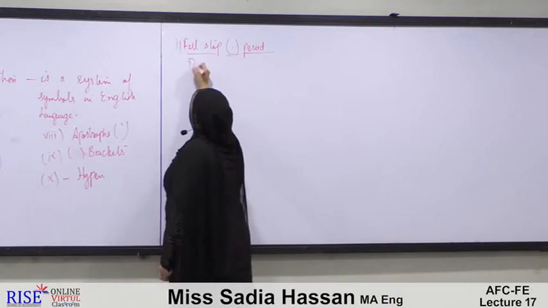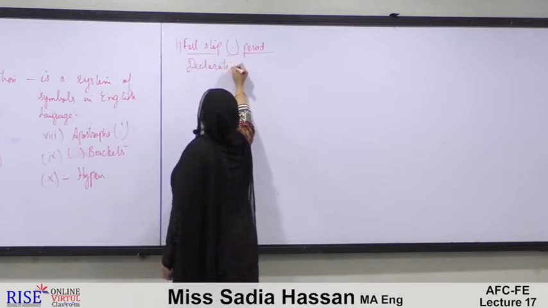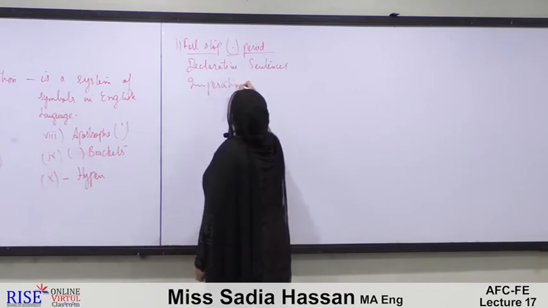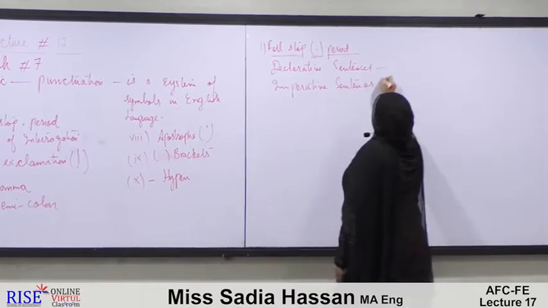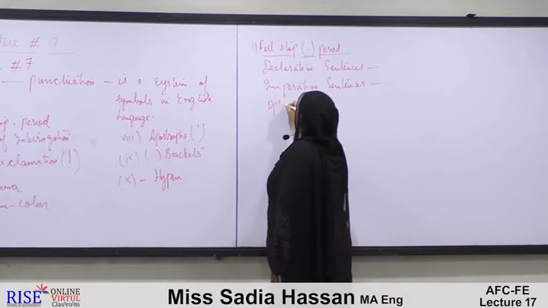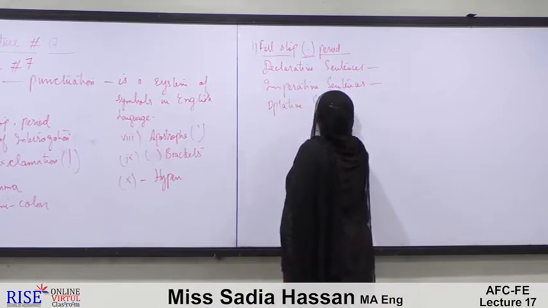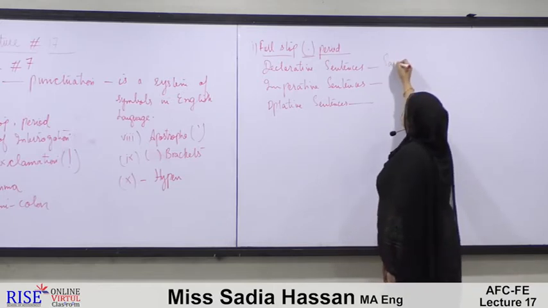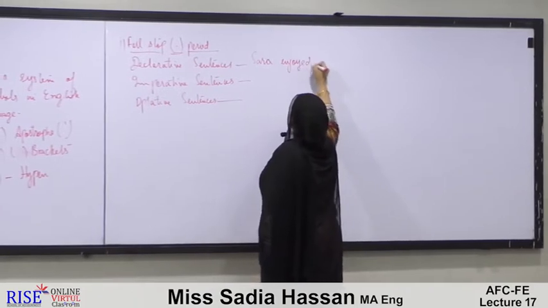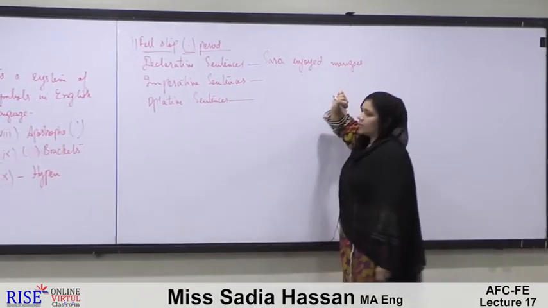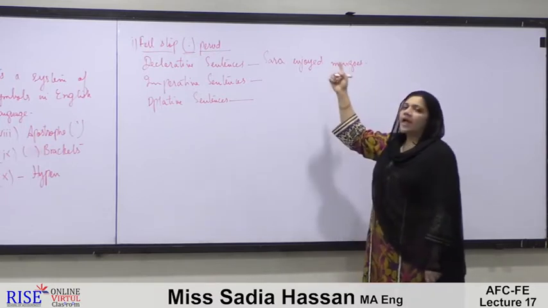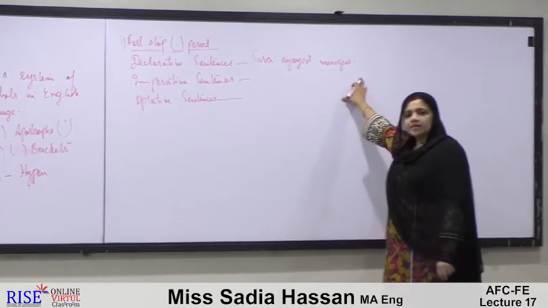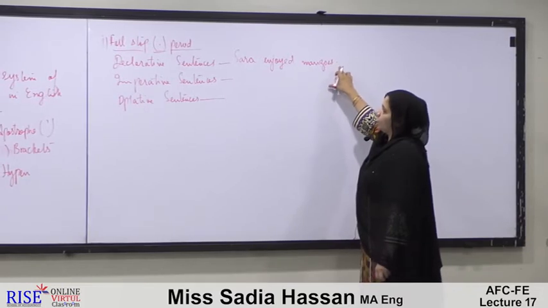First of all, period is used at the end of declarative sentences and imperative sentences, and sometimes in optative sentences as well. Declarative sentences start with a capital letter. Sarah enjoyed mangoes. Here it is a complete thought. It is a message, an information. Whenever an information is there in a sentence, that is called a declarative sentence. This message and thinking is complete, so I am using the full stop at the end.